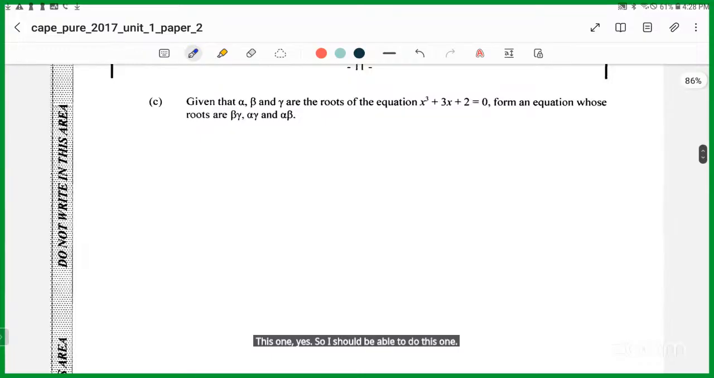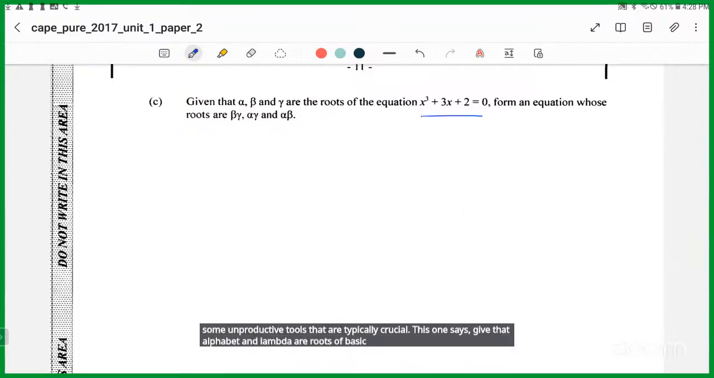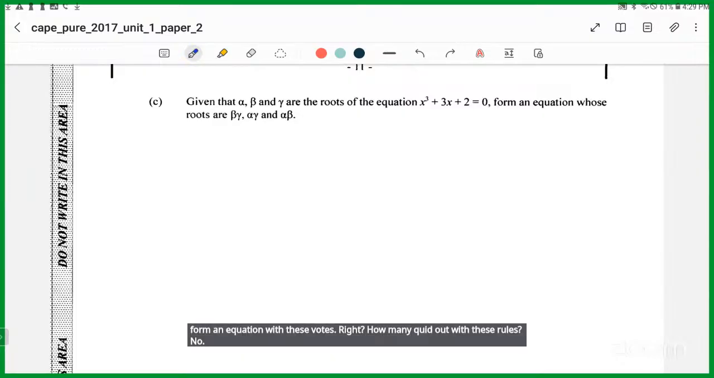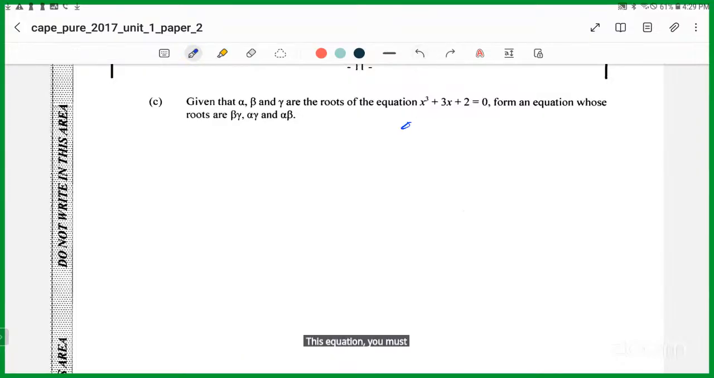Sum and product of roots of a cubic equation. This one says, given that alpha, beta, and lambda are roots of this equation, notice that there is no square term in it, form an equation with these roots. Now, for this equation, you must realize that a equals 1. There's no square term, so b equals 0. The c equals 3, and the d equals 2.